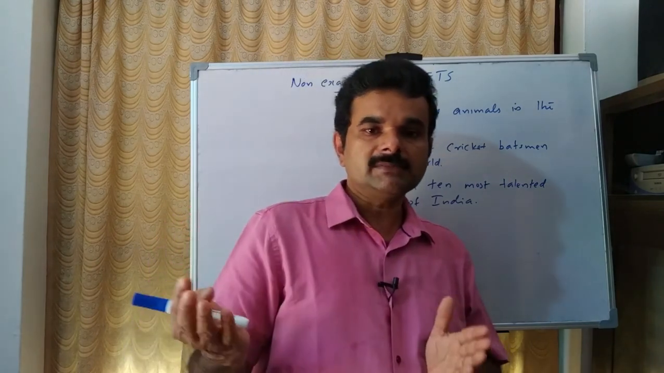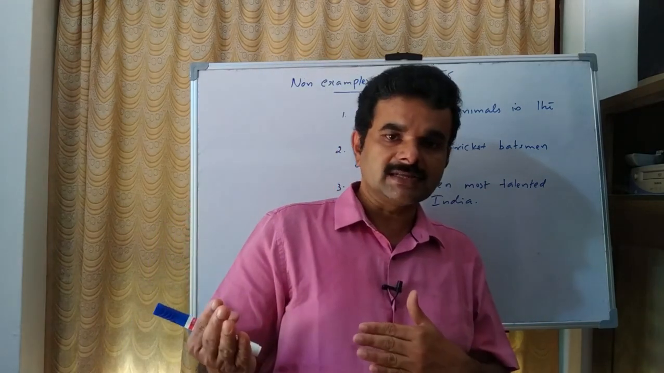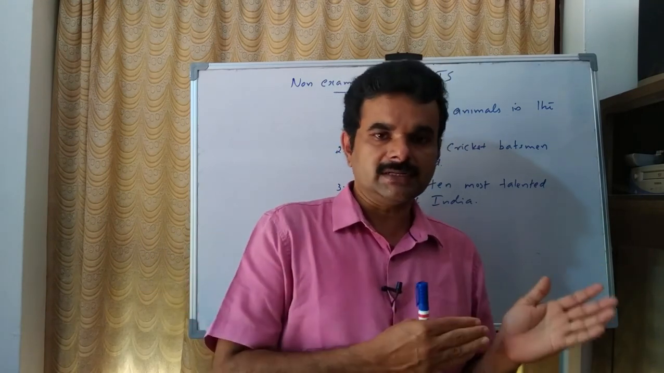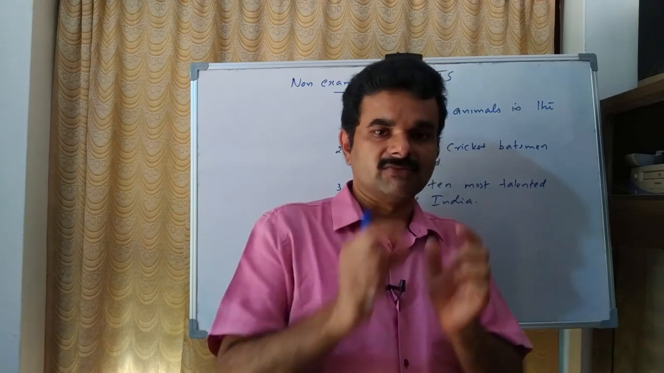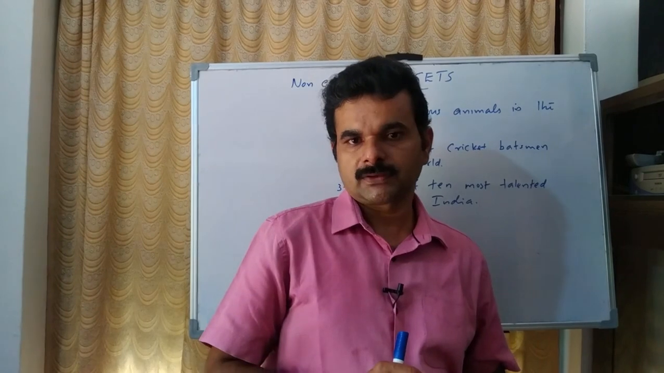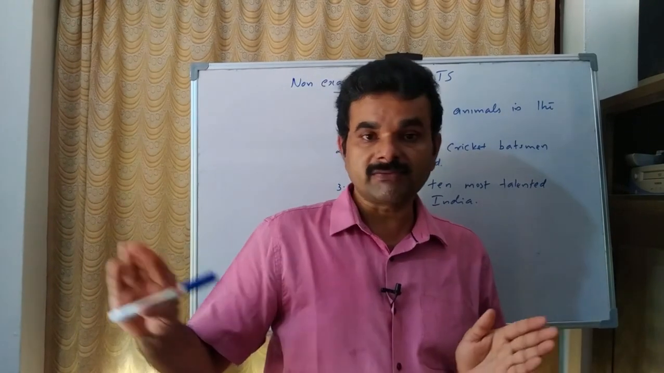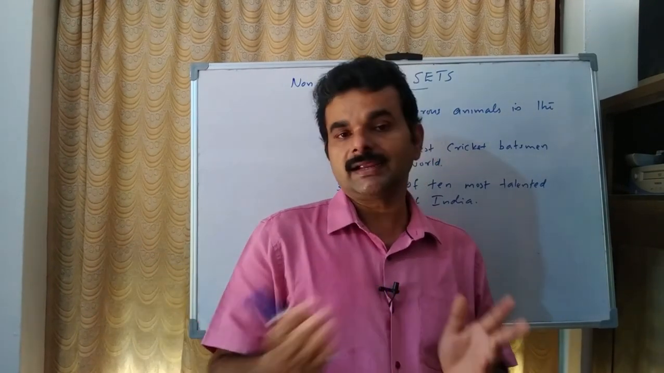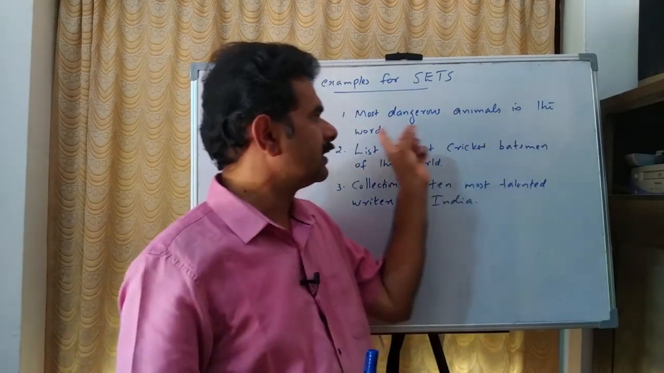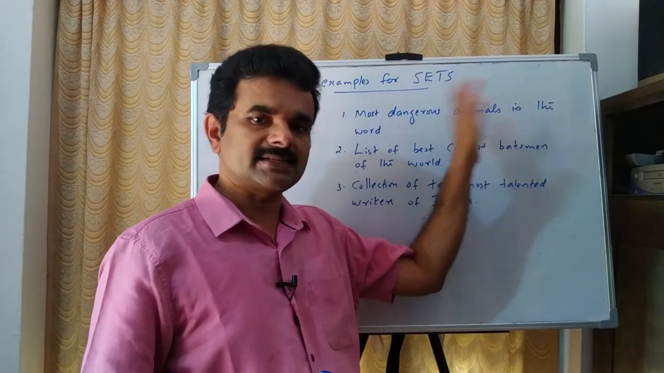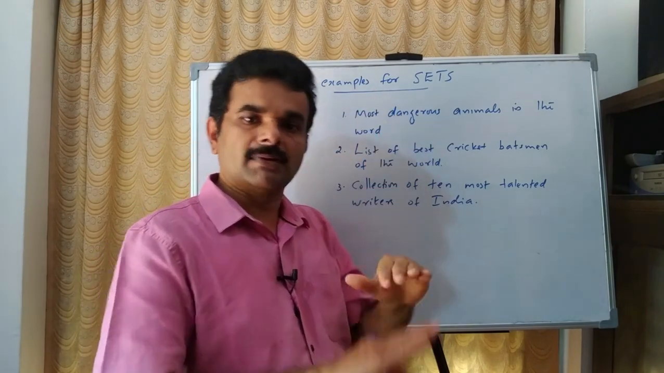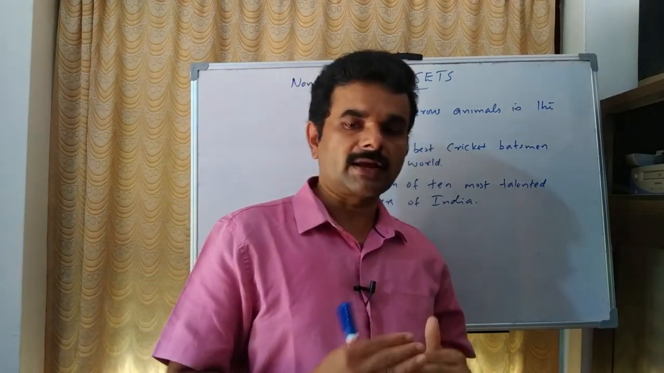A list of animals means that there are several animals, that may be a set. So sometimes that may be a set, but in a list of most dangerous, the word most dangerous will lead into a confusion. So in a set there will not be any confusion because elements are clearly defined. So this most dangerous is not defined, therefore this cannot be considered as a set. Okay, so this is a non-example for a set.